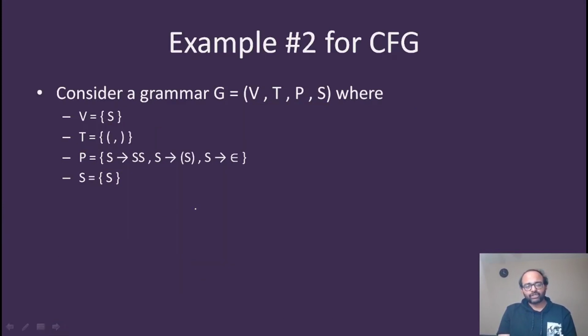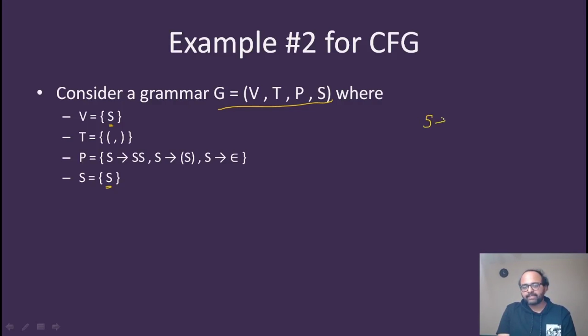Now consider another context-free grammar. Again, the notation is G is equal to (V, T, P, S). So what is V here? It is the non-terminal, and the non-terminal represented in these productions is capital S. What are the terminal symbols in these productions? Left parenthesis and right parenthesis are the terminal symbols. And what is the start symbol? The start symbol is capital S. Now we will consider generating strings from these productions.